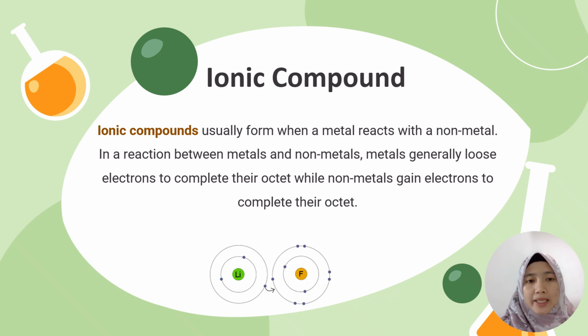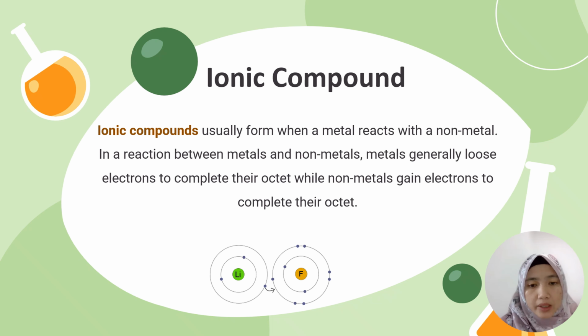Next, you need to know what an ionic compound is. Ionic compounds usually form when a metal reacts with a non-metal. In the reaction between the metal and non-metal, usually the metal will lose electrons to complete the octet, while the non-metal will gain or accept electrons to complete the octet too.